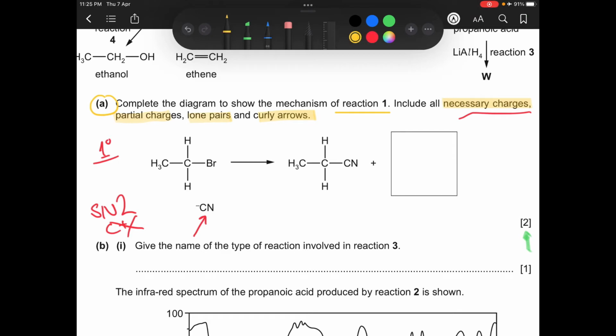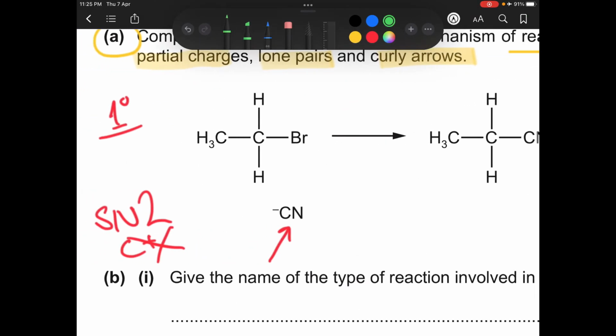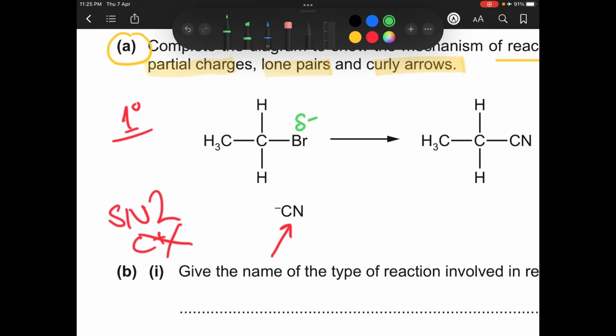So look at this here. We have bromine, which is partially negative since it's an electronegative atom. As a result, the carbon that is attached to it is partially positive. So you show me the partial charges. And we have lone pairs. You have CN, and you have to keep in mind that the lone pair on the CN is on the carbon, so you have to show me the lone pairs on the CN. And we have to show you the curly arrows. So the curly arrow will attack the partially positive carbon, and keep in mind the head of the arrow is toward the carbon, and this reaction takes place only in one step.